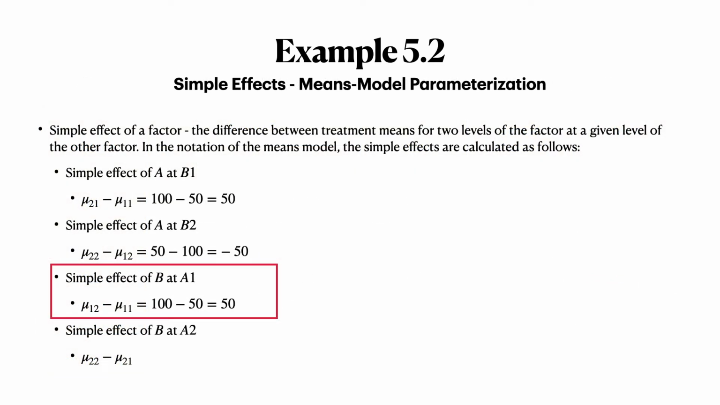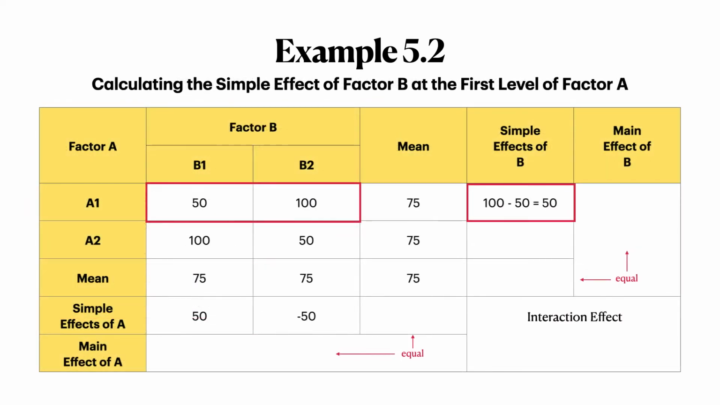Next, let's calculate the simple effect of B at the first level of factor A. And so that, by definition, is mu12 minus mu11, which is 100 minus 50, or 50. And so we see this as the difference between the treatment combination means for the treatment combinations that have received the first level of factor A. And so that difference is 100 minus 50, or 50.